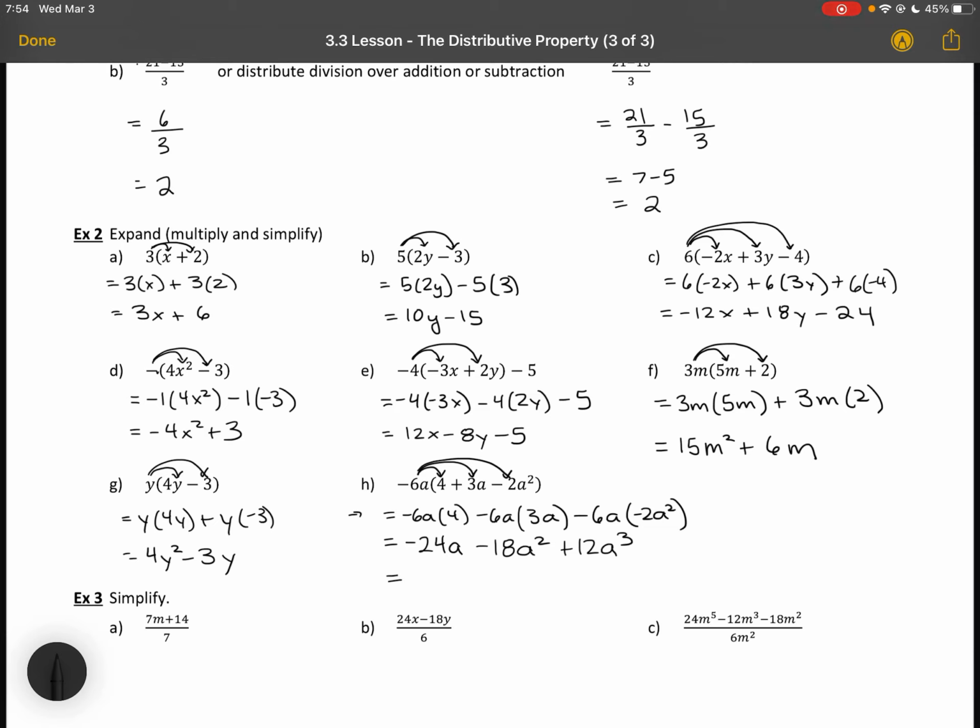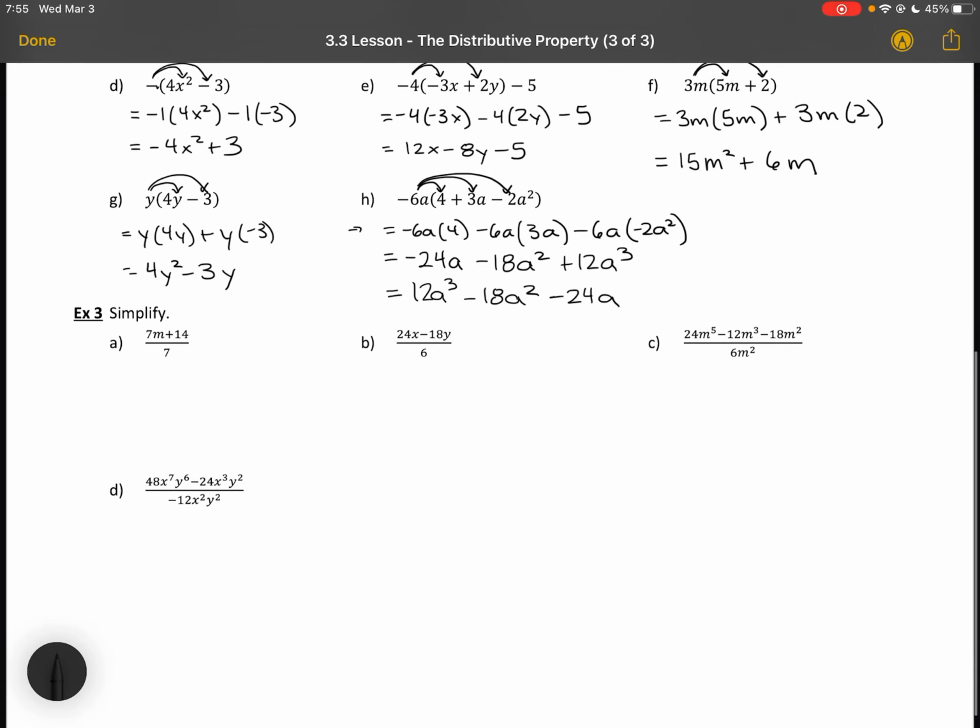The last thing that I want to do is make sure that I've written my terms in alphabetical order and in descending order from their exponents. So my a cubed term is going to go first, my a squared term is going to go second, and my a term is going to go last.